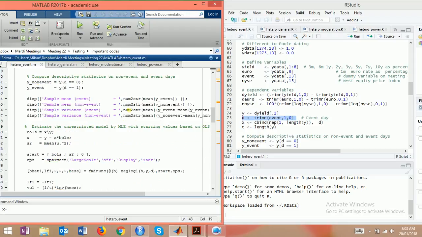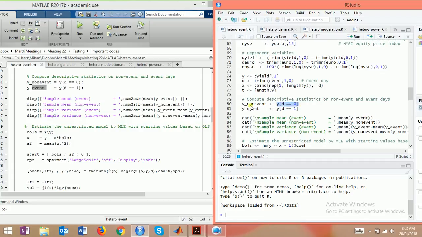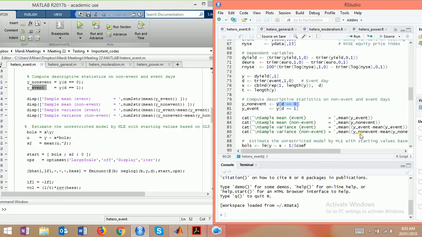Compute descriptive statistics on non-event day. When d equals 0, that is non-event, I'm extracting data now. When d equals 1, that is event. So I'm just doing some descriptive statistics: mean of the regular data, mean of y minus mean of y, that's all.